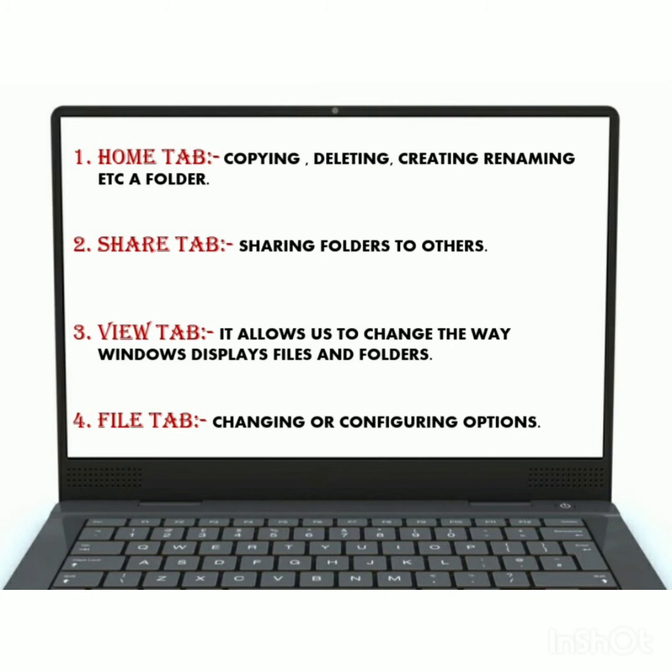Now we will learn the View tab. Kids, the View tab allows us to change the way Windows displays our files and folders. Some of the changes we can make here are adding any additional panel, changing the layout of the files and folders from icons to list, sorting and arranging the contents of folders, etc. Now the File tab.